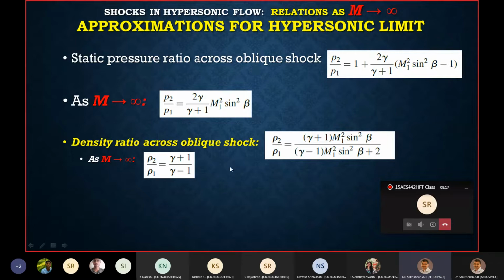So we continue from density ratio, which we have already seen. We see that the oblique shock relation for rho 2 by rho 1 transforms to just a relation between gamma plus 1 and gamma minus 1, which means that the ratio of density across the shock becomes practically, or tends to become, independent of Mach number as Mach number increases.